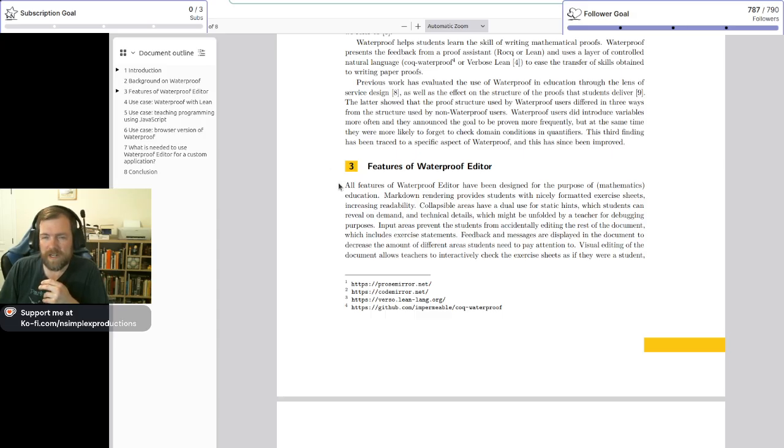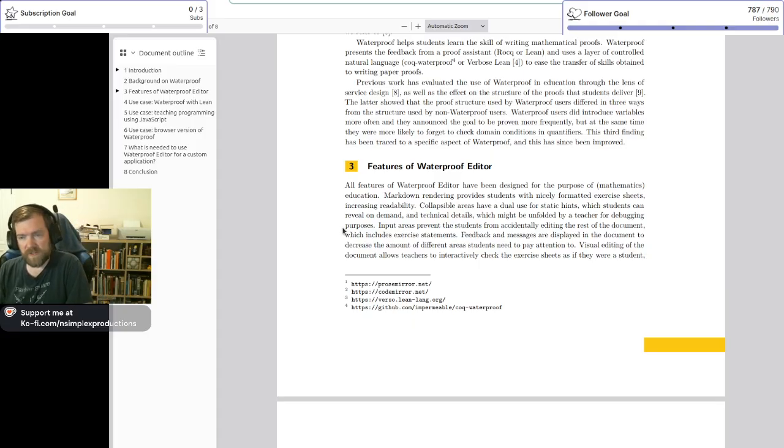Slightly less ironic, nice. All features of Waterproof Editor have been designed for the purpose of mathematics education. Markdown rendering provides students with nicely formatted exercise sheets, increasing readability. Collapsible areas have a dual use for static hints, which students can reveal on demand, technical details which might be unfolded by a teacher for debugging purposes. Input areas prevent the students from accidentally editing the rest of the document, which includes exercise statements.